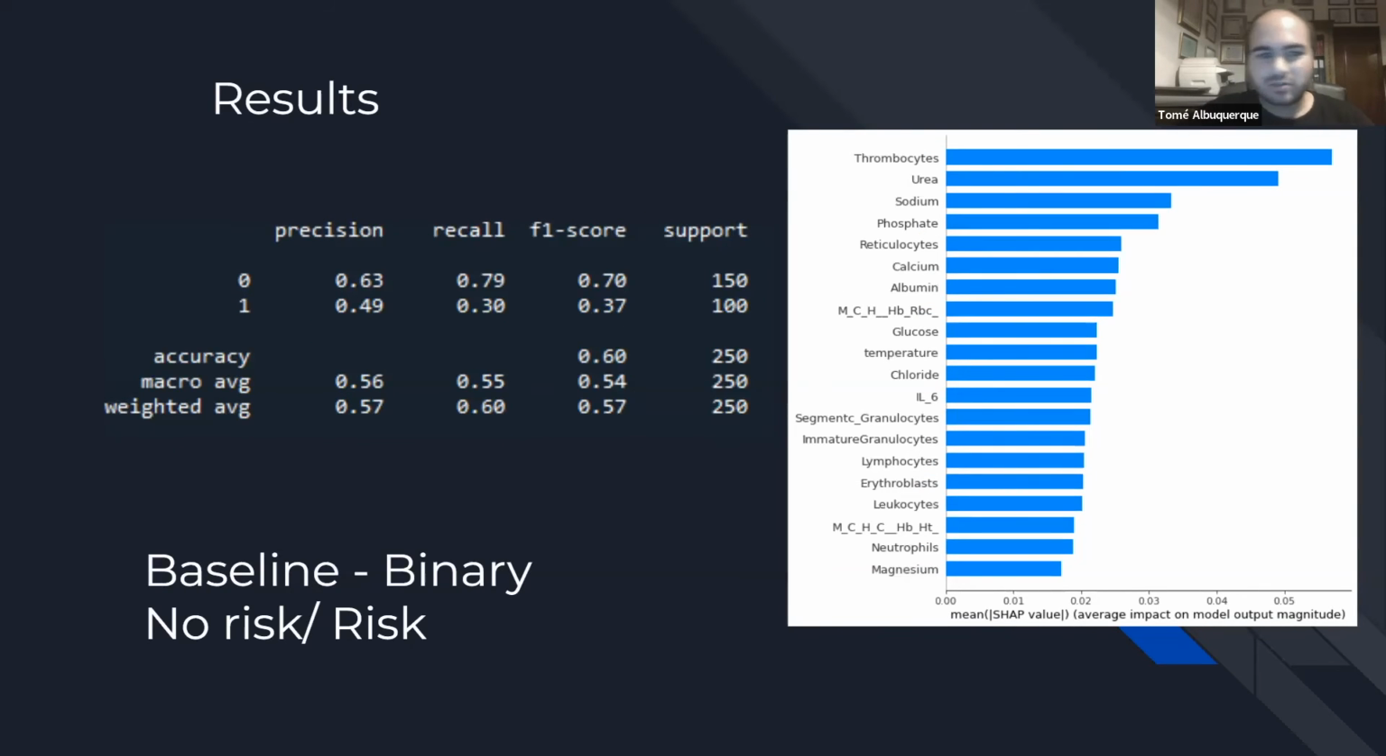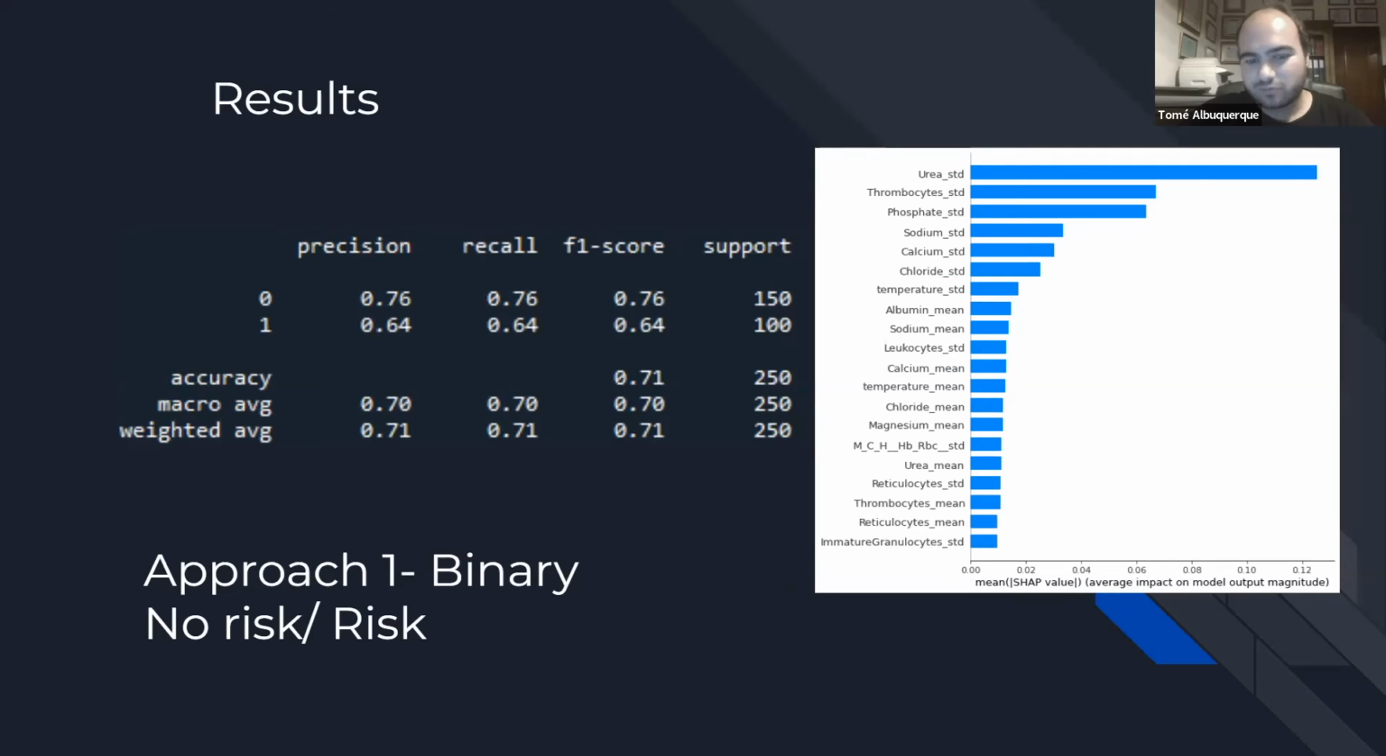For the binary task, we also do the same. Basically, we first have only the mean values, and the results are around 60. And after we add the standard deviation values, the results improve a lot again. As you can see in this figure, the SHAP value, there are several features that are more important than the others for the decision, like urea, thrombocytes, phosphates, and so on.